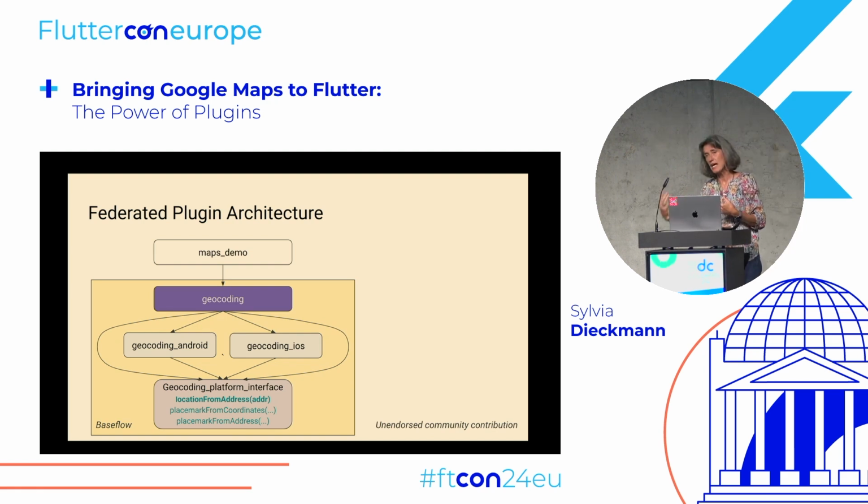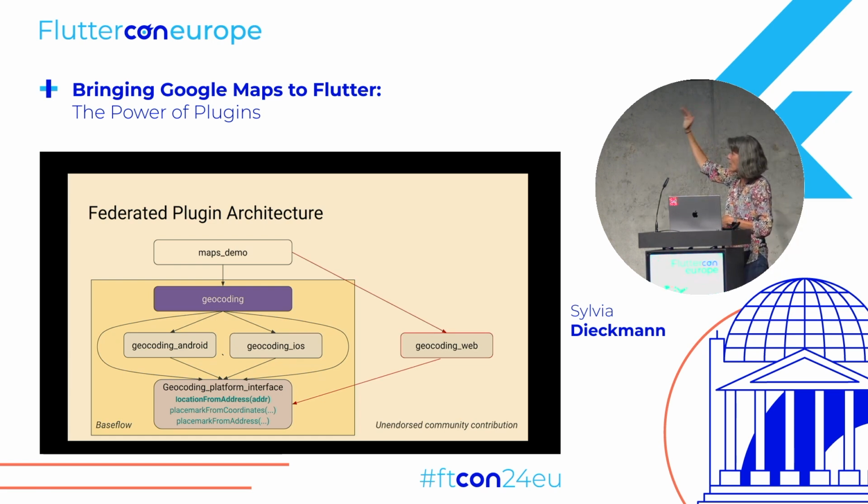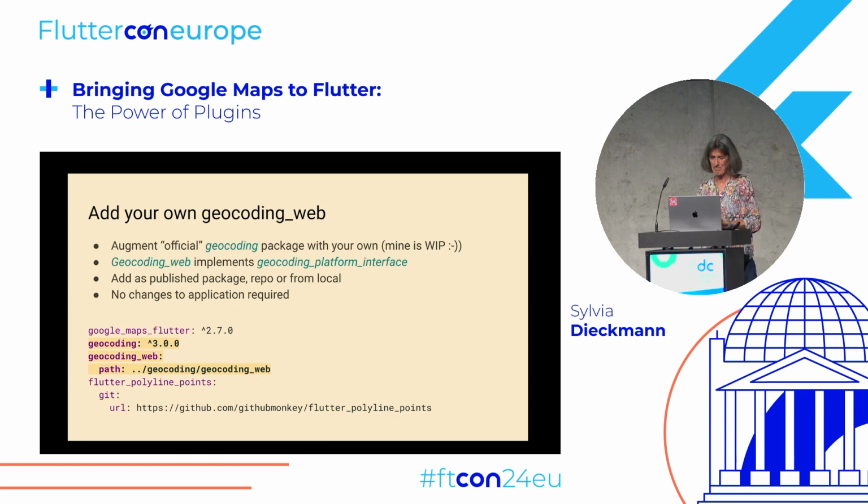But it means that there can be other unendorsed community contributions as well. So you're completely free to write your own geocoding web package. As long as you implement the geocoding platform interface, your code can simply use this package, right? Now, this is really cool. This means that basically I can, for myself, add my own contribution and then continue writing my Maps demo as if nothing happened. That's exactly what I did here. I need to make sure I'm implementing the geocoding platform interface.